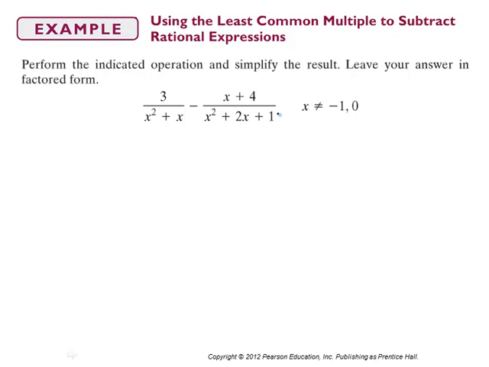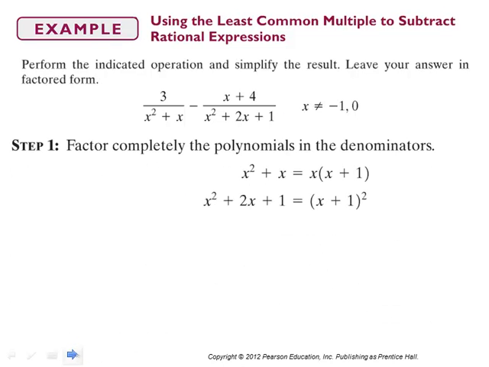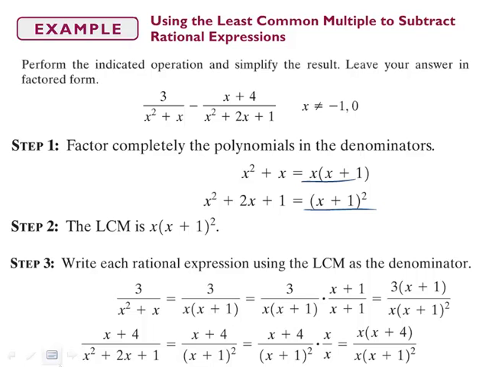Here's another example. We're trying to do subtraction. Again, we need that common denominator, so let's find the least common multiple of those two denominators. That first denominator can factor as x times x plus 1. The second denominator factors as x plus 1 squared. So the least common multiple is x times x plus 1 squared. So multiply that first fraction by x plus 1 over x plus 1 in order to have that least common multiple of x times x plus 1 squared.